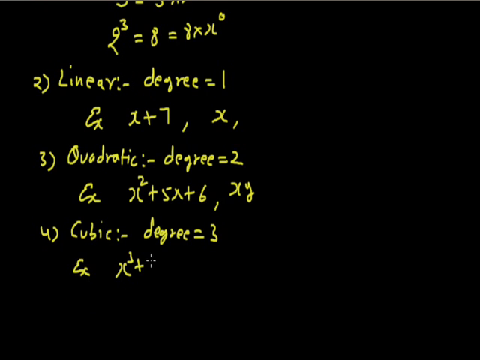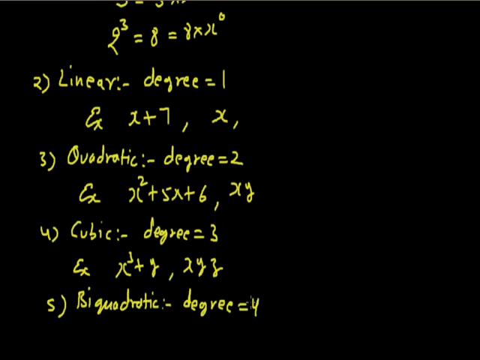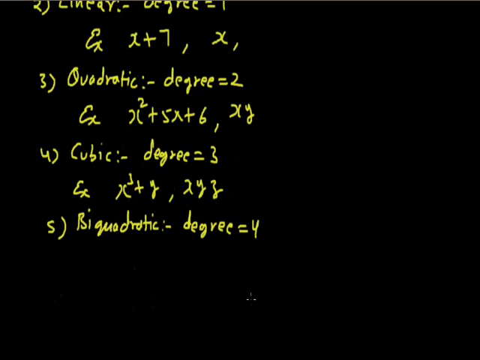x cube plus y, or you can say xyz. So it is a single term which contains three variables x, y, and z, and we have to add all these variables' powers. 1 plus 1 plus 1, that is 3. After cubic, we have biquadratic. In biquadratic, the degree of the polynomial is 4. So it is called a biquadratic polynomial.